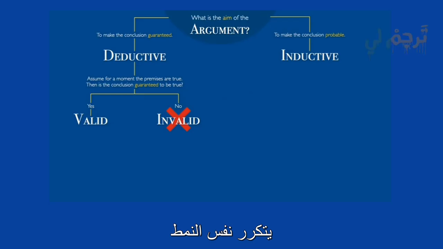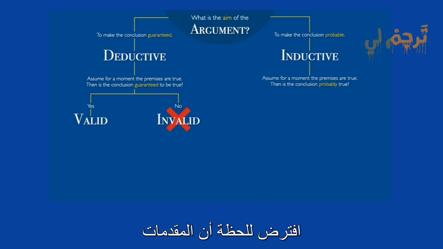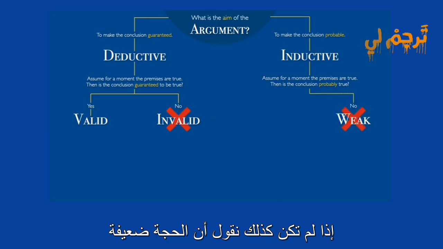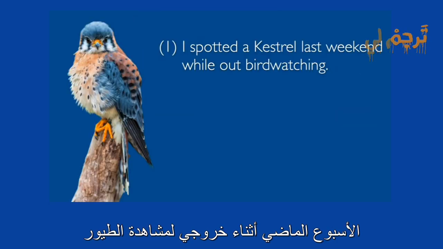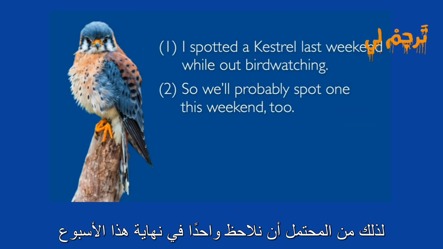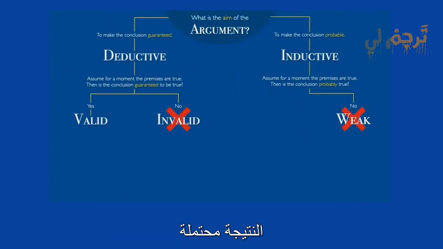This same pattern repeats itself over here on the inductive side. Only now, the requirement for success has a lower bar. Assume for a moment the premises are true. Then is the conclusion probably true? If not, we say the argument is weak. For example, I spotted a kestrel last weekend while out birdwatching, so we'll probably spot one this weekend too. This premise, all by itself, just doesn't provide enough information to make it likely we'll see a kestrel. It's a weak argument. It fails at its aim of making the conclusion probable.